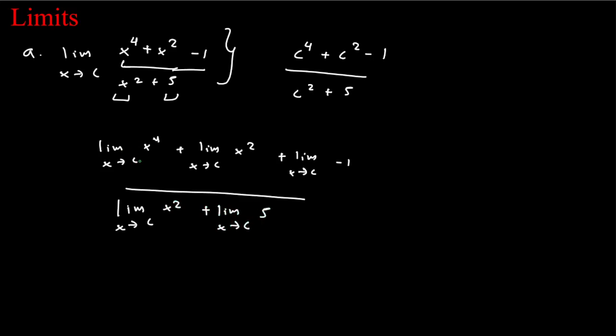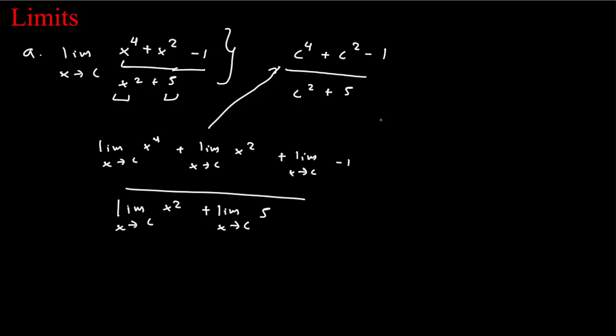Now we clearly see the limit as x tends to c of x is just c, and when it's at the fourth power we use the power rule, and that's how we got c to the power 4, and similarly for x squared. The limit as x tends to c of a constant is just the constant, so it's just negative 1, and then the values of the denominator follow like that as well.